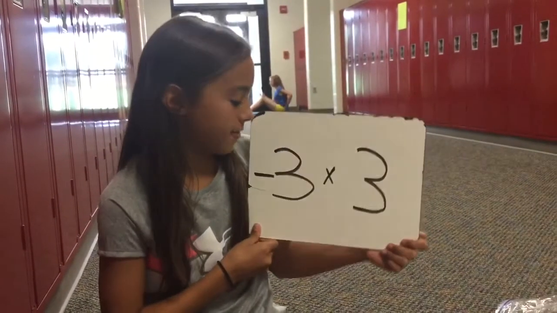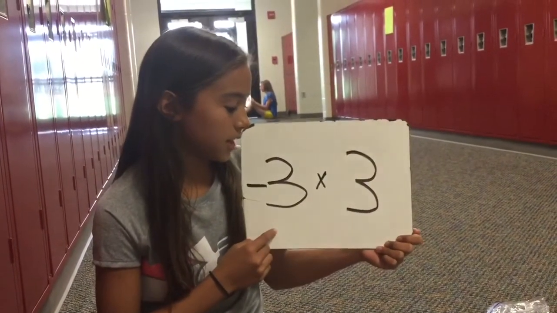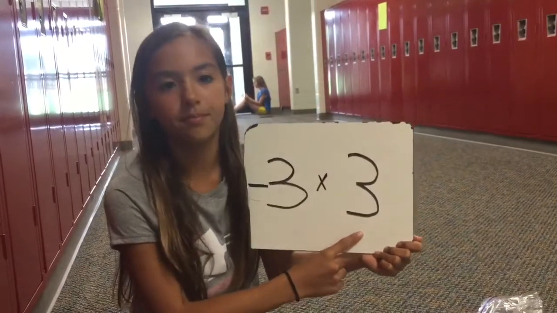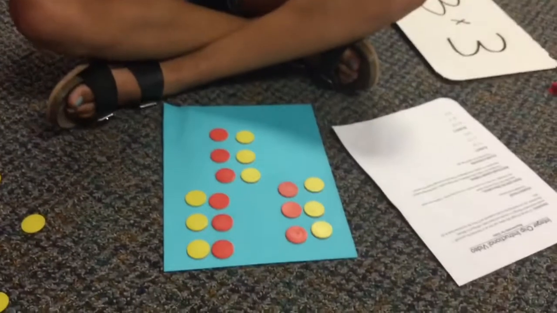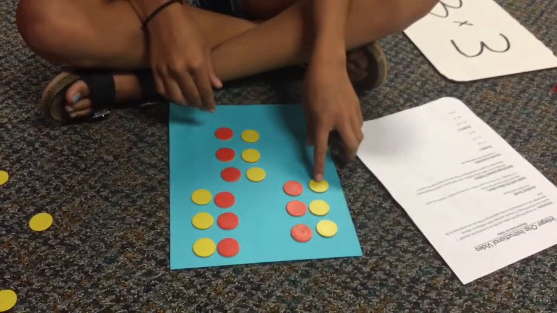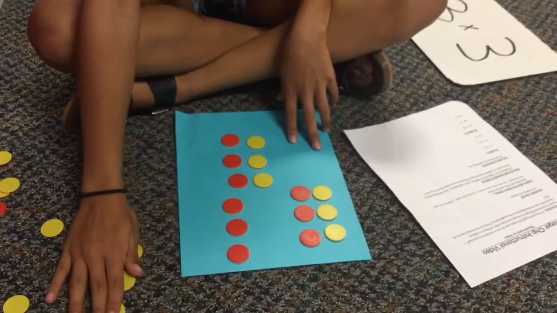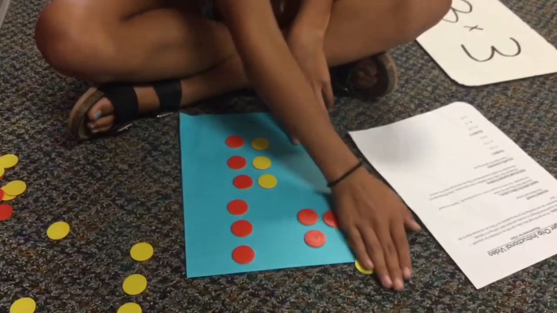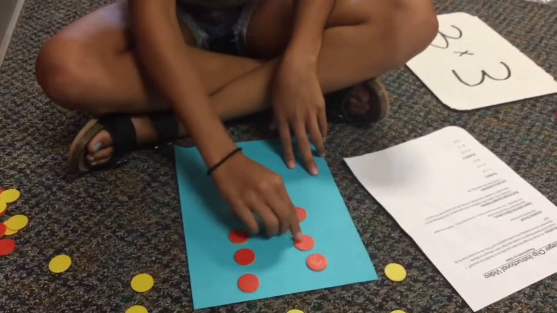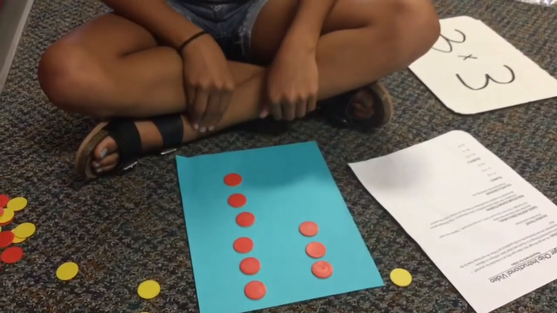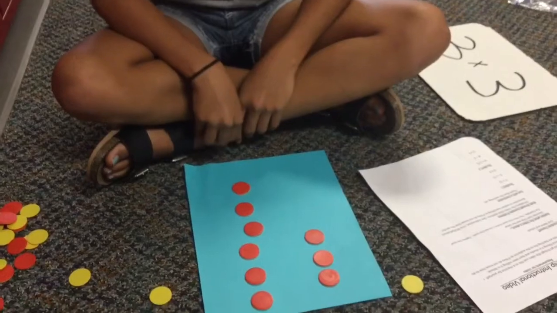The last problem I have is negative 3 times 3. So I will have 3 red chips and 3 yellow chips. But they will be in groups of 3. So I add my pairs of 0 in groups of 3. And I take out all the positive chips. So I will have 9 negative chips, red chips.